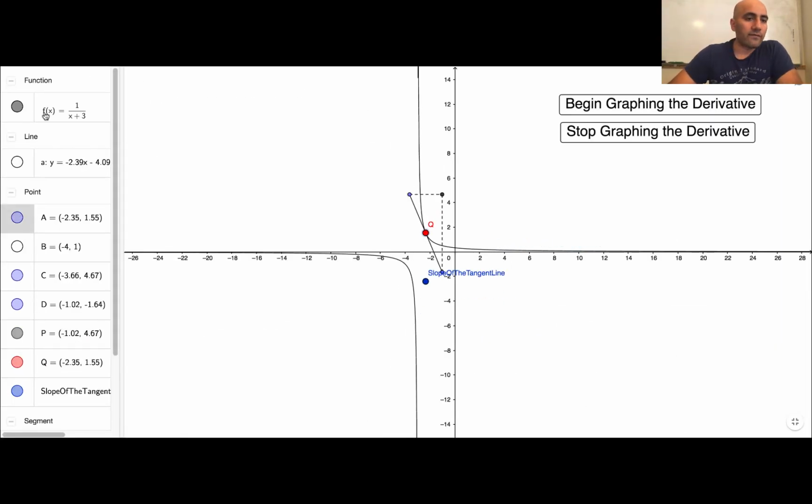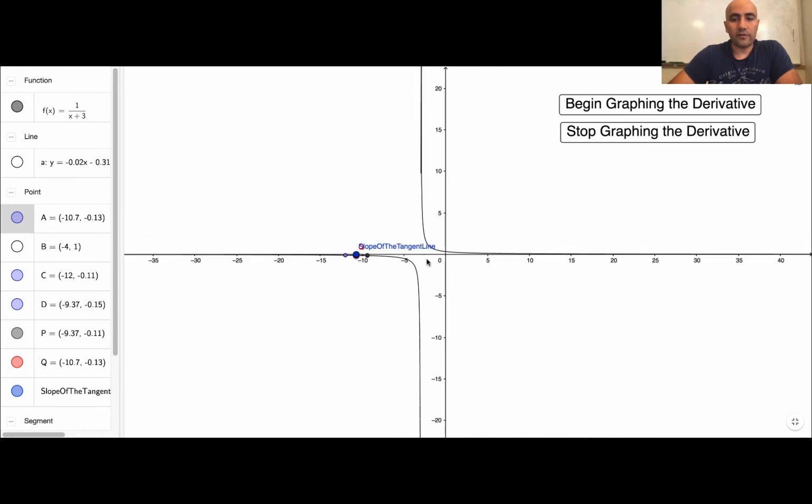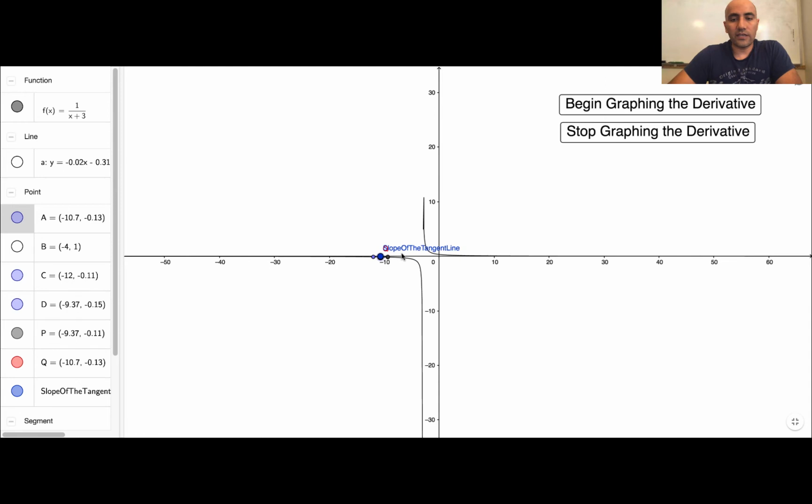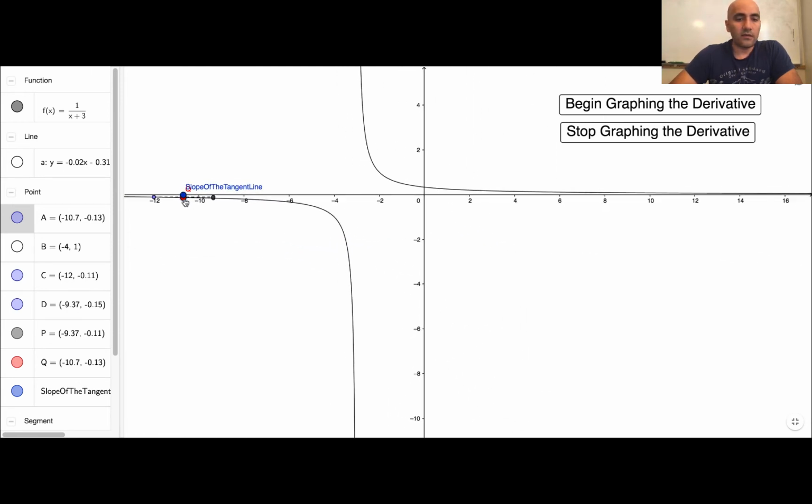So here I graphed f of x equals 1 over x plus 3. Let's just jump from over here. Zooming out, you can see a better idea of what the graph looks like, but let me zoom in, zoom in, zoom in. Then we can see that the slope is always negative. A little stick person walking here from left to right would always be walking downhill.